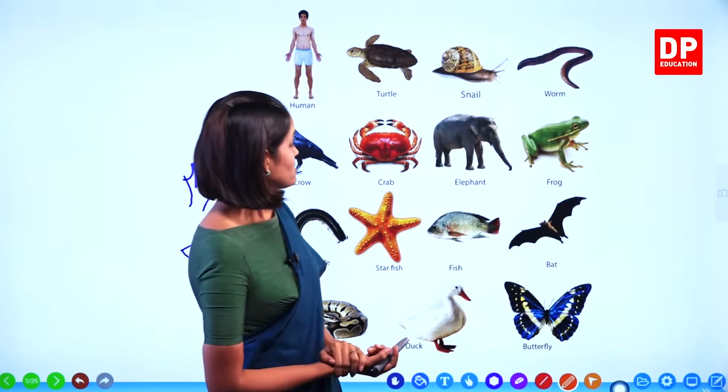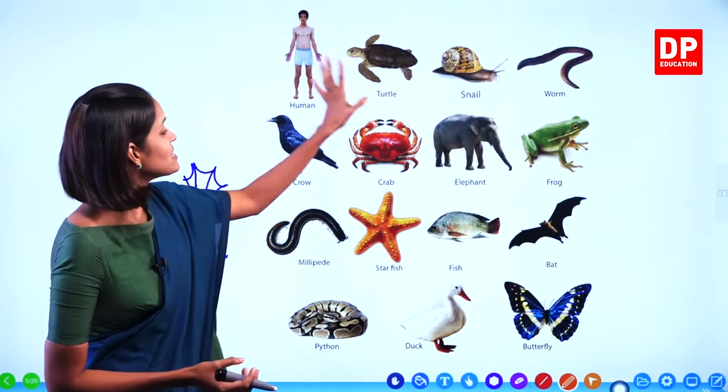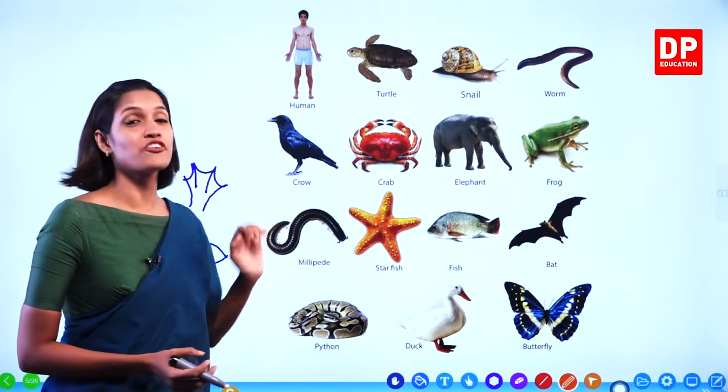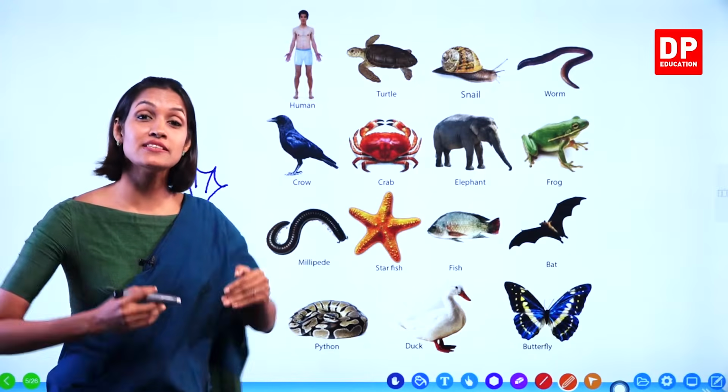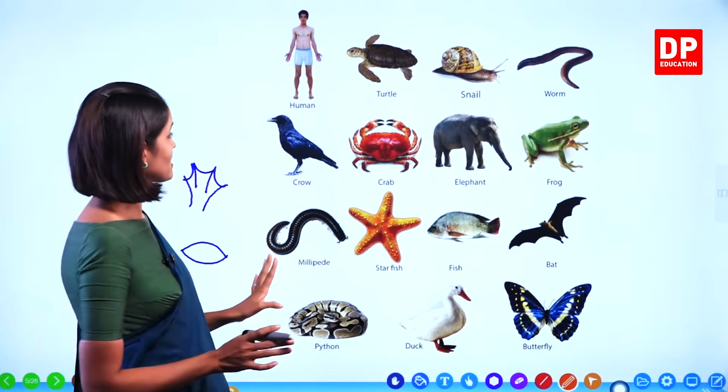Okay, children. So, when you look at these animals, it's pretty clear all these animals are different from each other, right? It means they have different features. Okay, children?